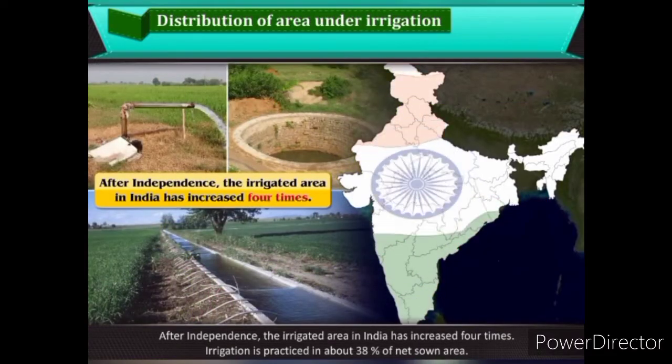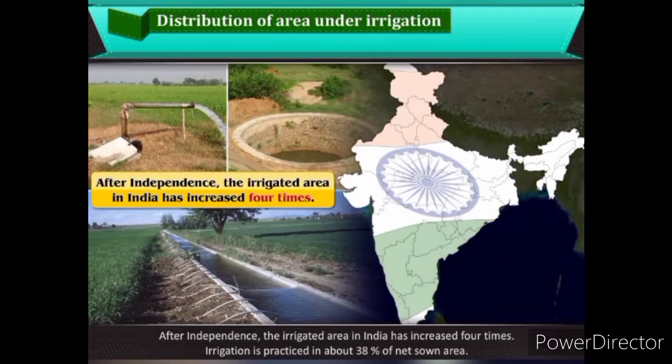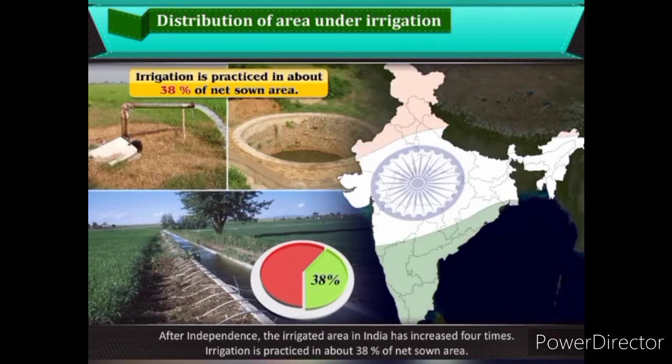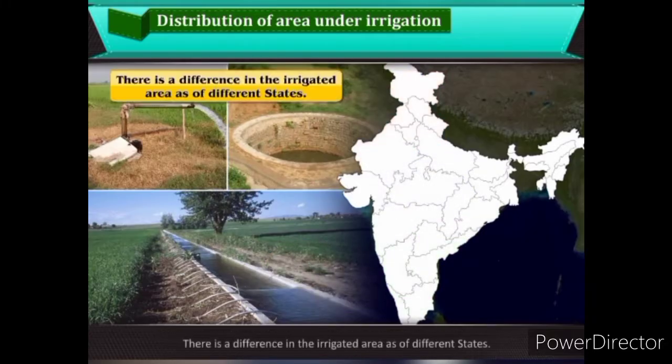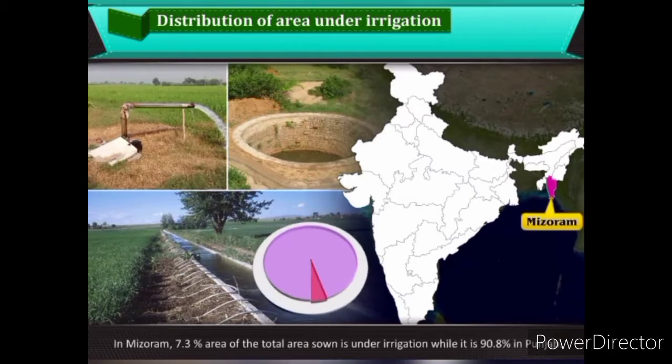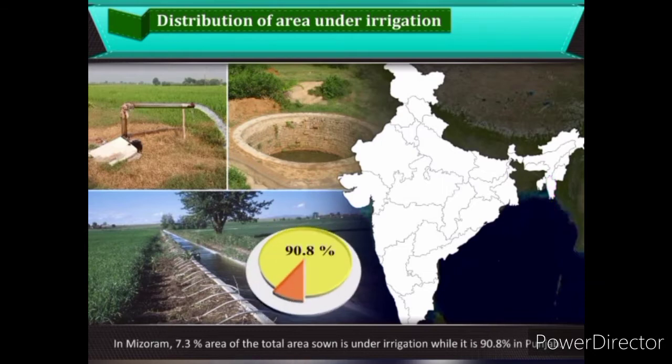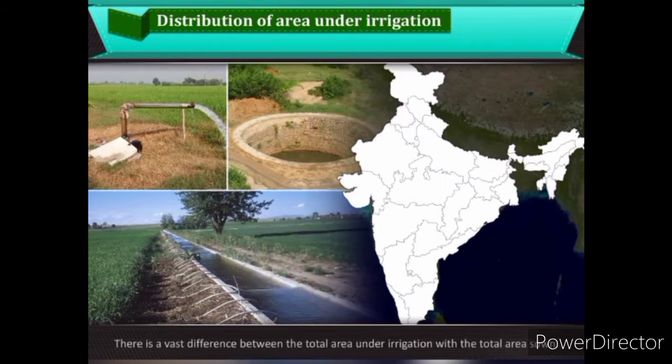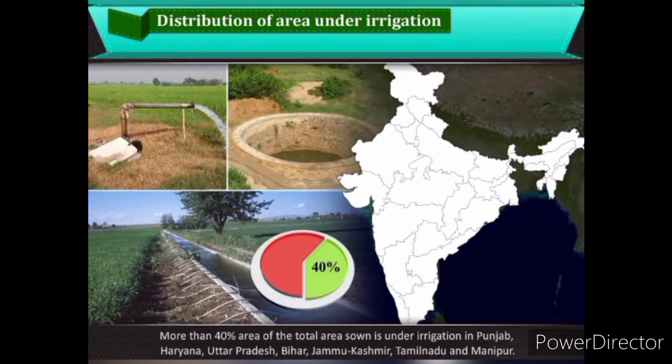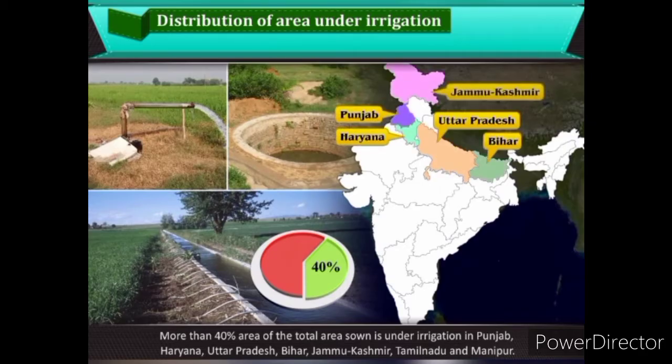After independence, the irrigated area in India has increased 4 times. Irrigation is practiced in about 38% of net sown area. There is a difference in the irrigated area in different states. In Mizoram, 7.3% of the total area sown is under irrigation, while it is 90.8% in Punjab. There is a vast difference between the total area under irrigation and the total area sown. More than 40% of the total area sown is under irrigation in Punjab, Haryana, Uttar Pradesh, Bihar, Jammu Kashmir, Tamil Nadu and Manipur.